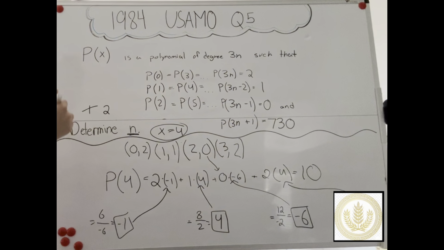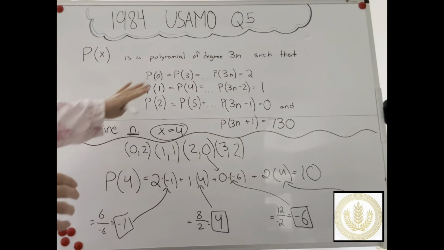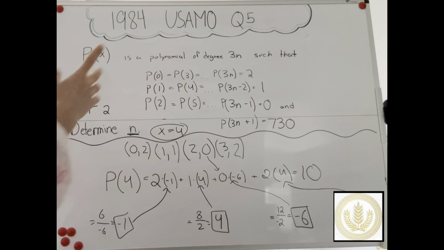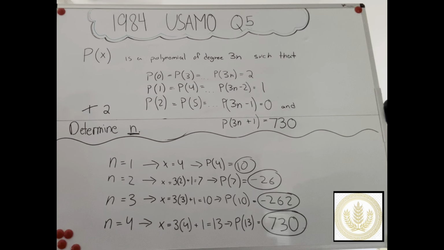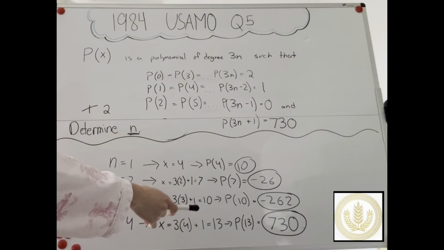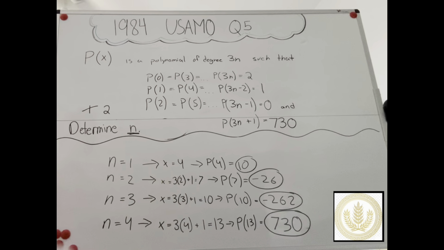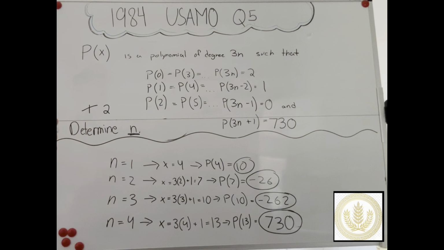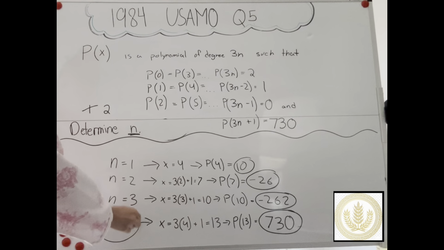So if we try all the cases for n and see what p of 3n plus 1 equals, we can find our value for n. So let me go do that real quick and give all the values. So using the exact same set of steps we used for n equals 1, we found n equals 2, n equals 3, and finally n equals 4, in which p of 3n plus 1 was 730, which means that our n value must equal 4.